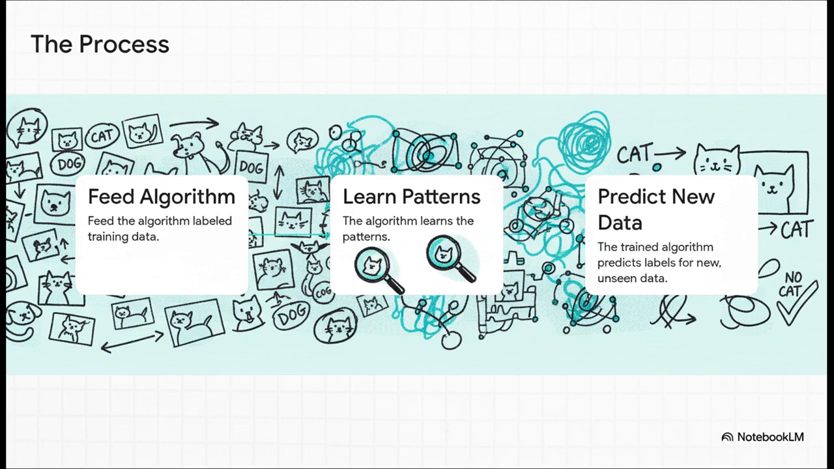First, you feed it all that labeled data. Then, the algorithm just churns through it, finding all the little patterns that connect the data to its label. And once it's trained up, you can show it a brand new picture it's never seen before, and it'll predict with pretty amazing confidence whether it's a cat or not.